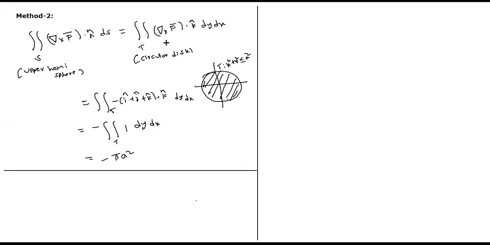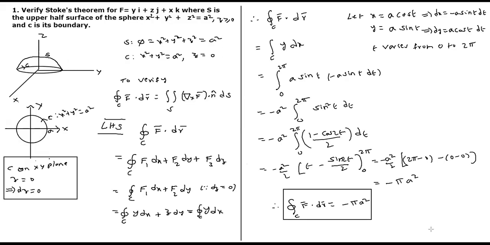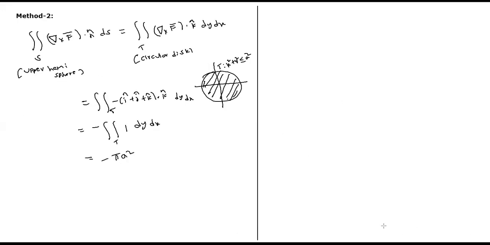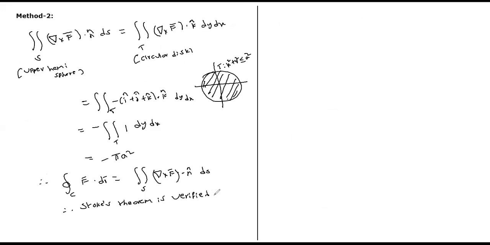Therefore, from this, what can you say? Therefore, you can say that the line integral is minus pi a square, and the surface integral is also minus pi a square. Therefore, the integral over C of f bar dot dr bar is equal to the surface integral over S of curl f bar dot n bar ds. Therefore, Stokes theorem is verified.